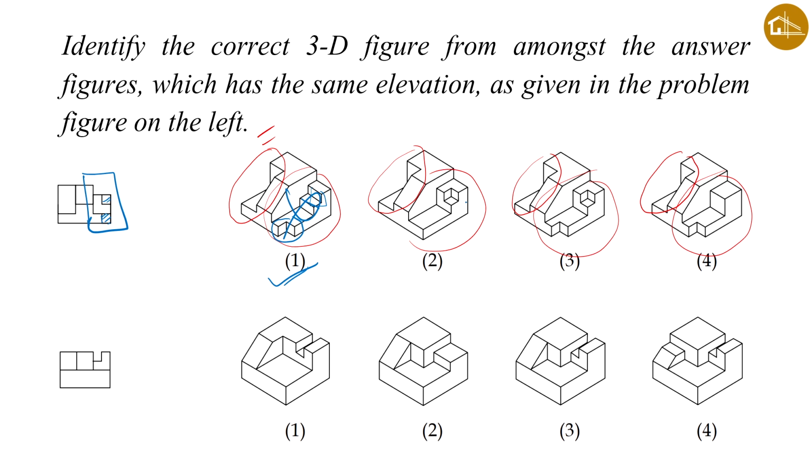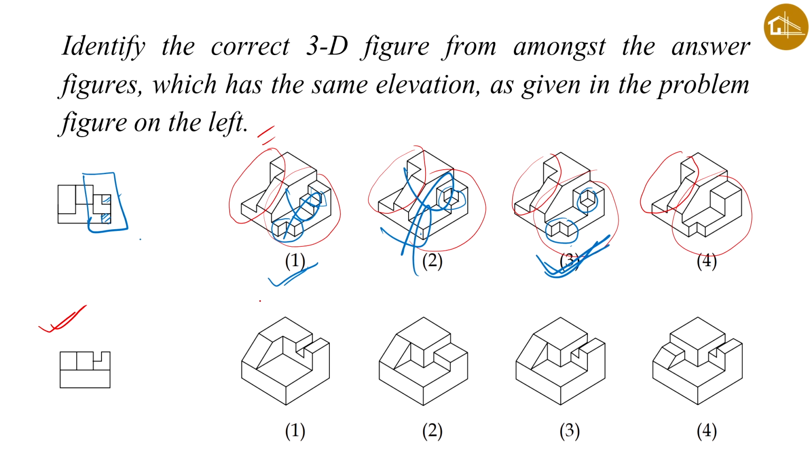In the second one, we can see there is a level difference which matches with the problem figure, but there is no level difference over here. So this is also wrong. In the third option, we can see there is a level difference, and over here also we have a level difference. So if we compare this with the problem figure, this makes it the right answer. This is also wrong.